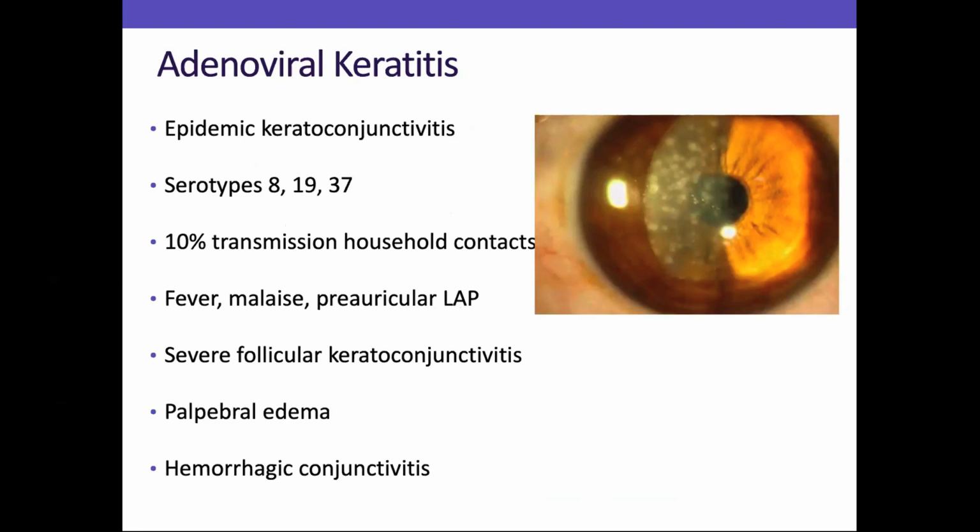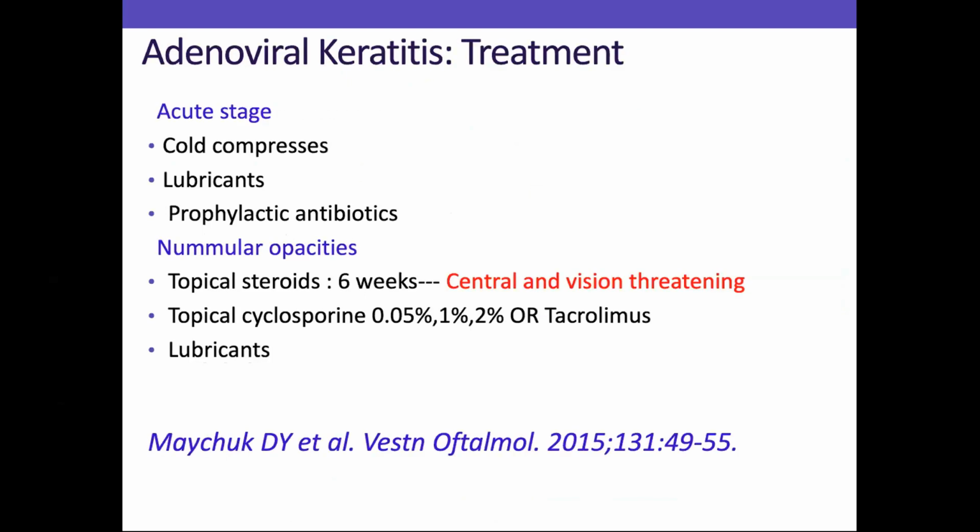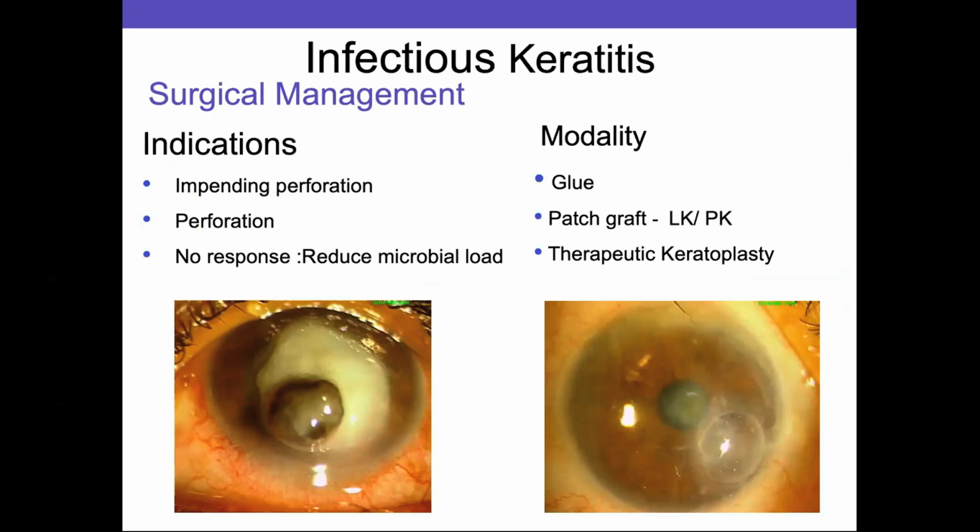So if it is in the visual axis like this, so many of them, then you would start topical steroids. And if there are recurrences, then add topical cyclosporin to it. Otherwise, like I said, central and vision threatening, topical steroids for 6 weeks. Then you can even give tacrolimus as we were discussing.